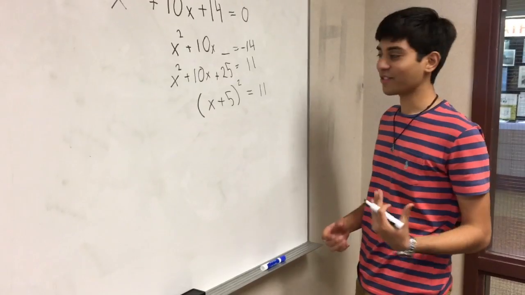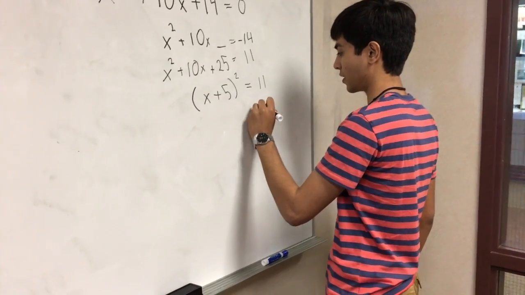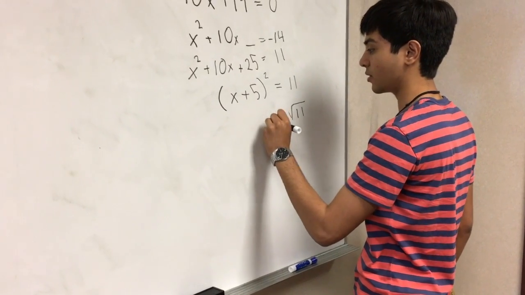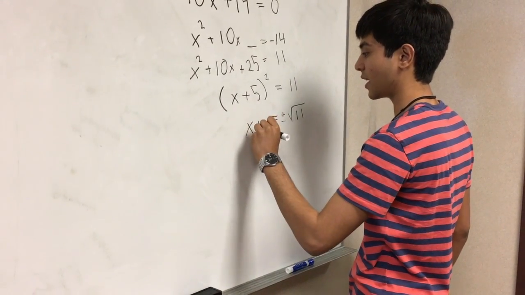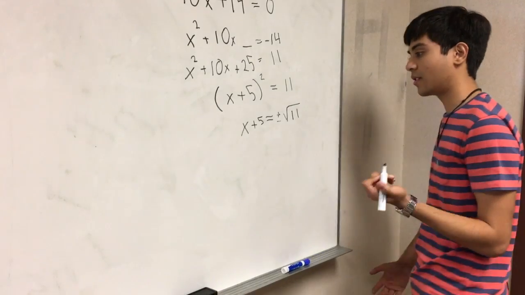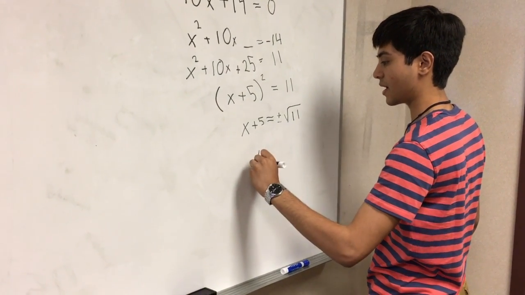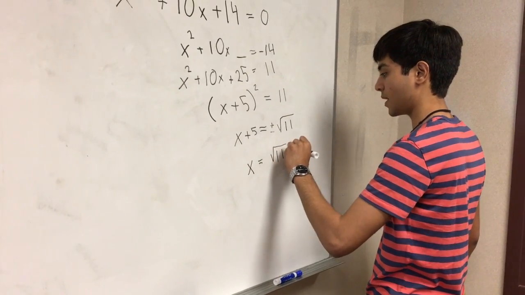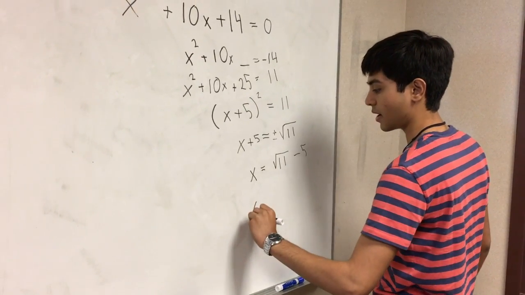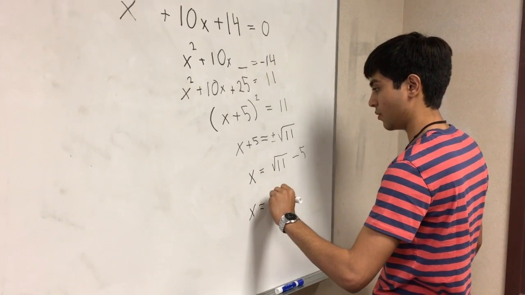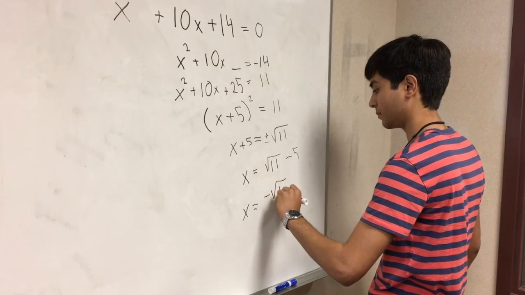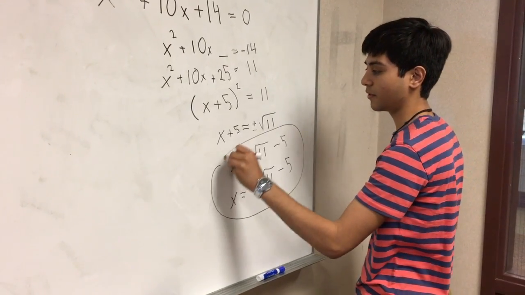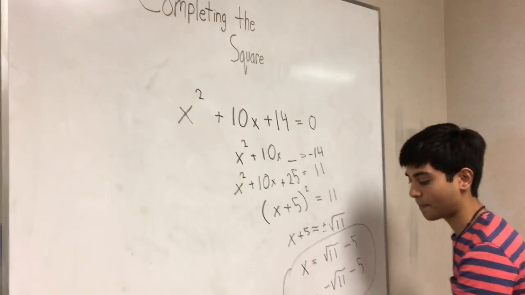In order to solve, you take the square root of 11, which then becomes positive or negative radical 11 is equal to x plus 5. And then in order to solve, you just solve this equation, which would be x is equal to radical 11 minus 5, or x is equal to negative radical 11 minus 5. And these are the two roots for this original function.